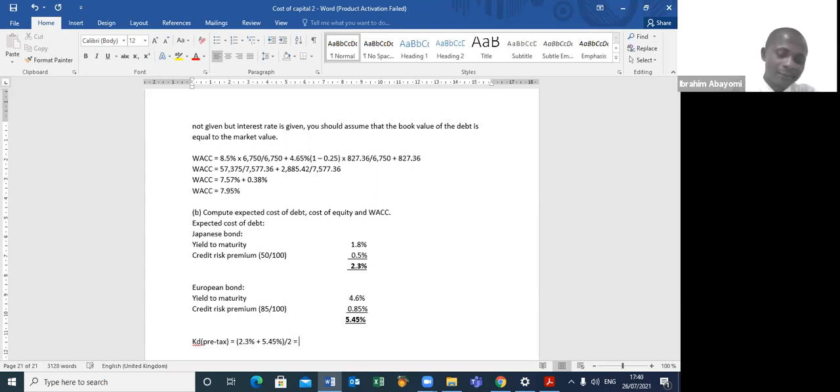So 2.3 plus 5.45 divided by 2 will give you 3.875%. That is the expected cost of debt. Any question on this, please?